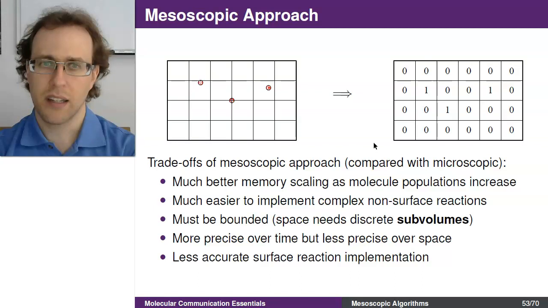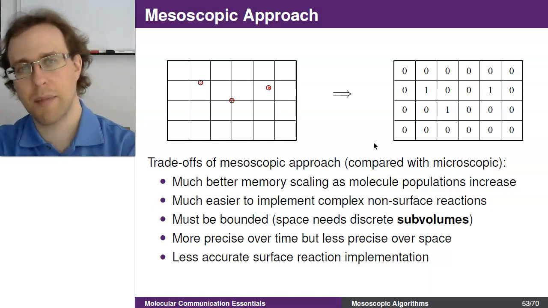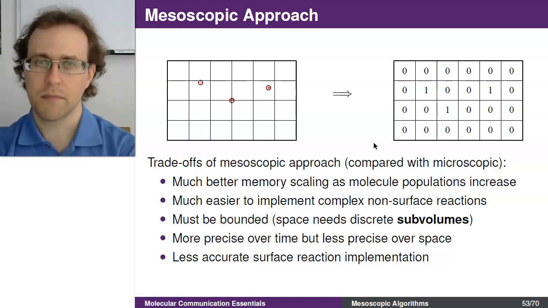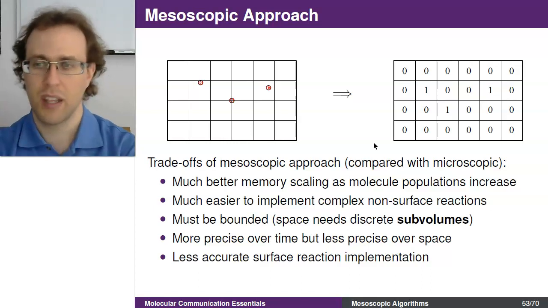For complex reactions, if you have a lot of first and second order reactions, let's say a signaling pathway that has a lot of different steps, a lot of different intermediates, and a large number of types of molecules, it's much easier to implement these kinds of reactions in a mesoscopic regime if they are non-surface. The surface reaction implementation is less accurate in mesoscopic because mesoscopic inherently assumes volumes and not surfaces. So you need to make some approximations if you want to be simulating surfaces.